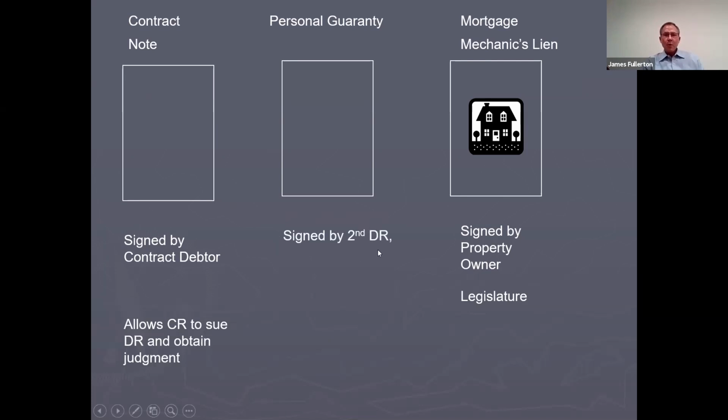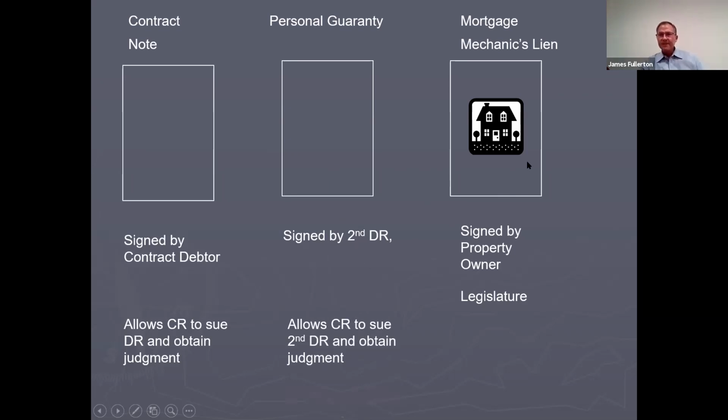What's special about a personal guarantee is it's signed by a second debtor. So that if the contract debtor has no assets and is insolvent, the lender has another avenue, another path, and that is to sue the second debtor. And the procedure's the same. In fact, that's a big part of my point. The personal guarantee is another unsecured promise to pay.